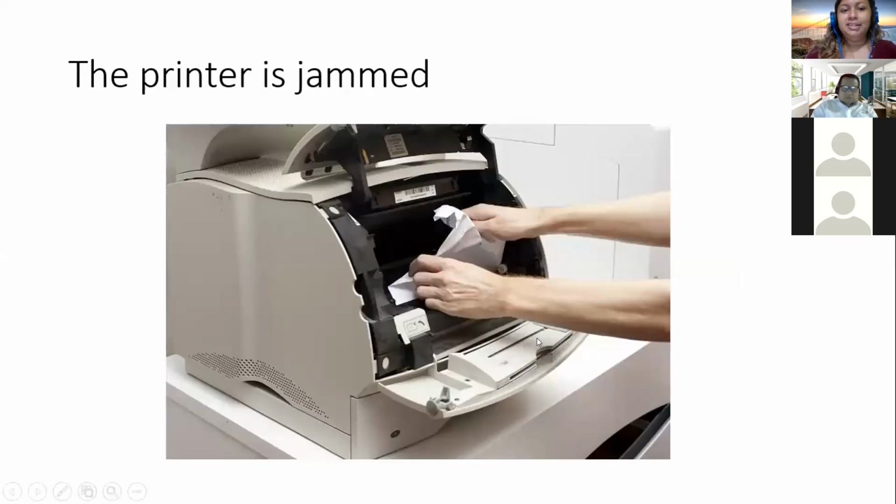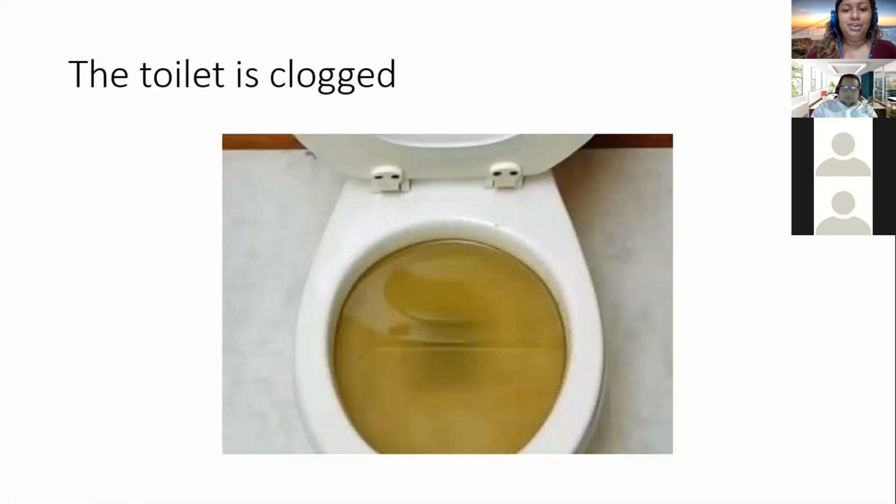Okay, the next one. The printer is jammed. Very good. Jammed. You see? The paper is here. Paper shouldn't look like this when you put it into the printer, right? So it is jammed. Okay, atascado, right? Yes. Okay, the next one. The toilet is clogged. Repeat it with me. The toilet is clogged. Clogged. One more time. Very good.